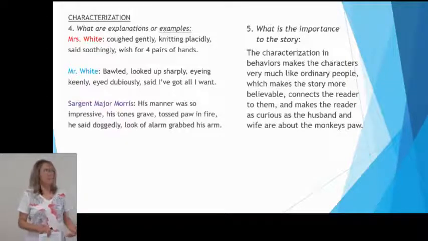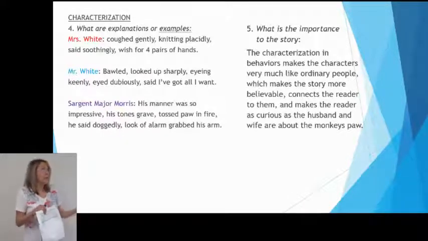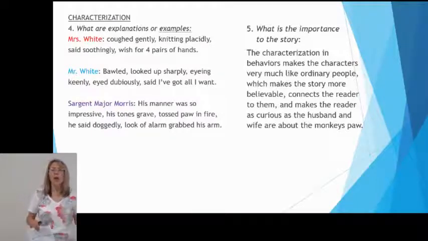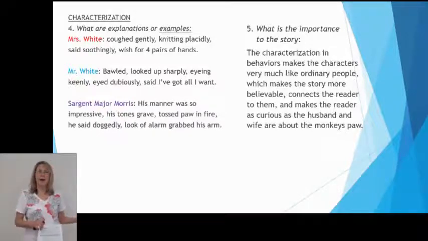White is. For Mr. White, he bawled about something, he looked up sharply, he eyed something keenly, he eyed something dubiously, and he said that he had all he wanted when it came down to him having to make a wish for something he wanted. And this tells us a lot about him in the context of the story, okay? So we kind of get a sense of what Mr. and Mrs. White are like.